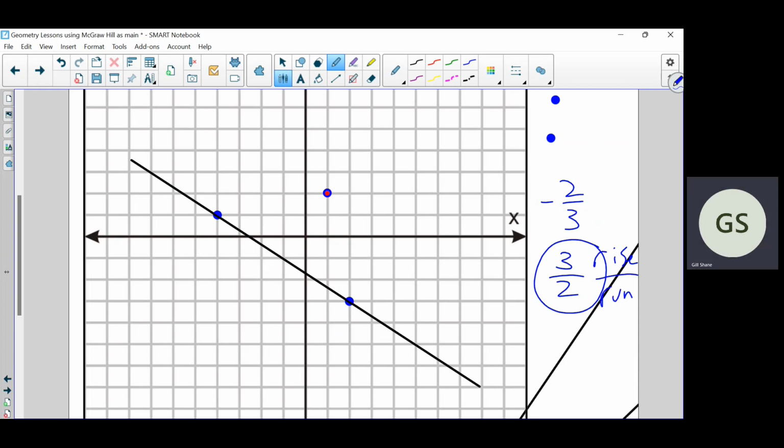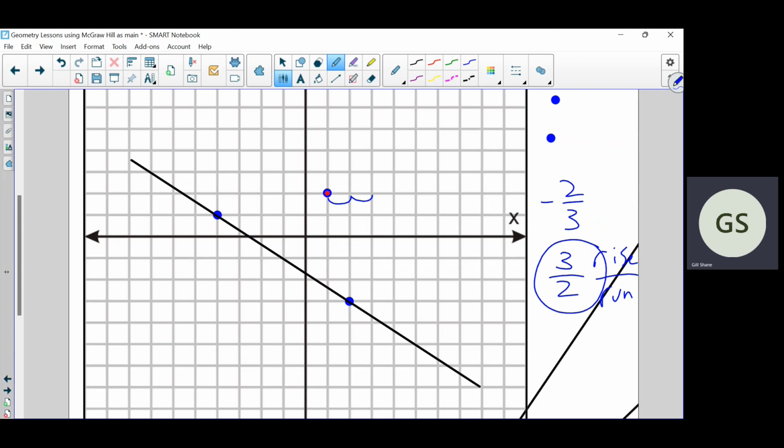Rise is the top number, run is the bottom number. What direction is a +2 for the run? Remember that? Which way? +2 run is which direction? Hopefully you know run is left and right. So it's right, correct? So I'm going to go 2 to the right.